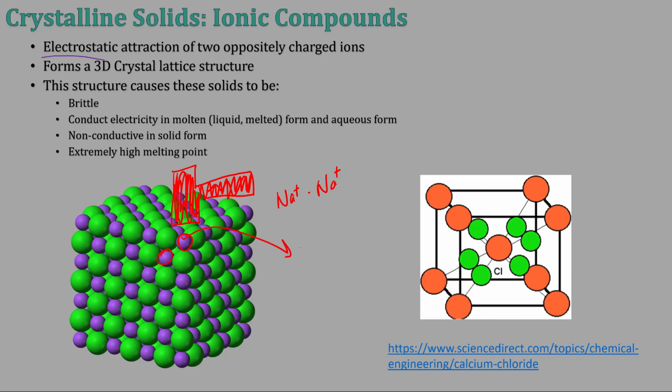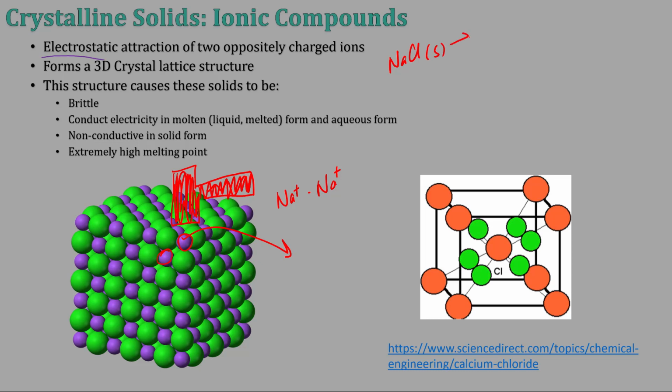And that's why if you hit a rock of table salt or Epsom salt or whatever with a hammer, it turns into dust because it's brittle and it just falls apart, because then you have positively charged ions next to positively charged ions, negatively charged ions next to negatively charged ions, and they just repel each other and it just turns into dust.